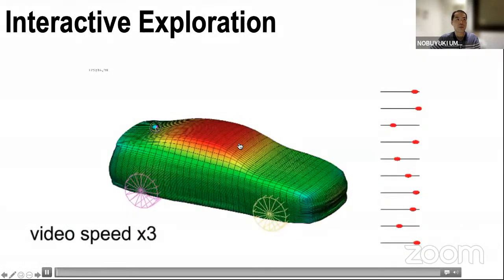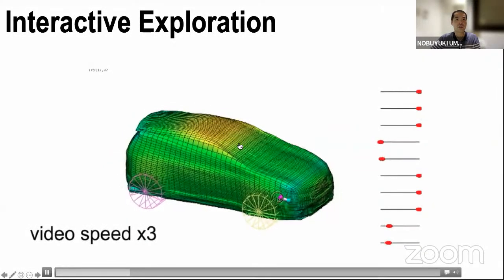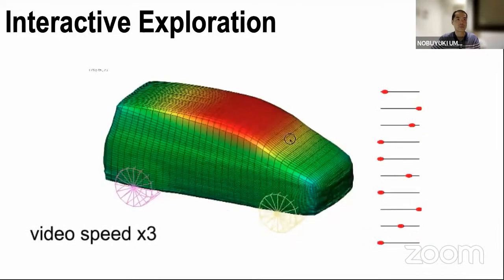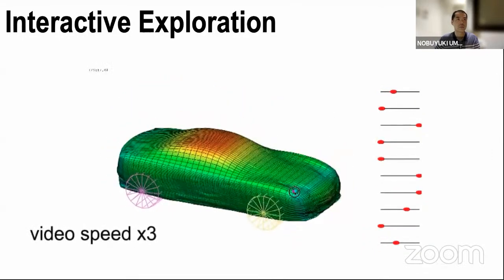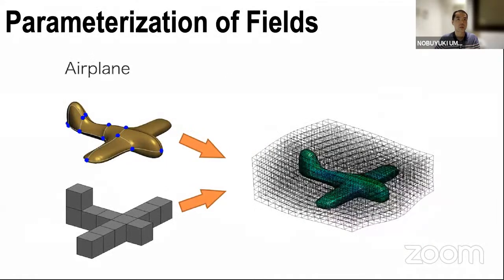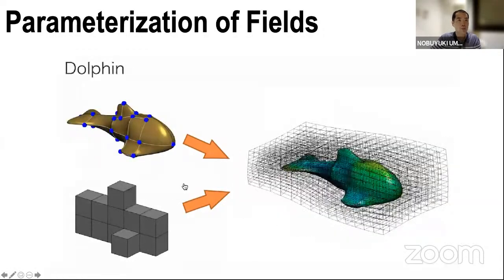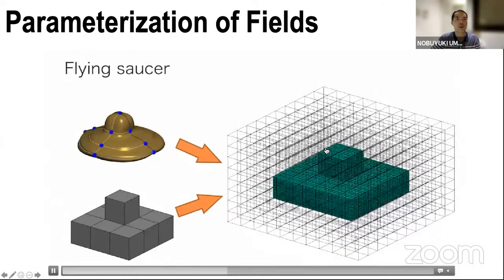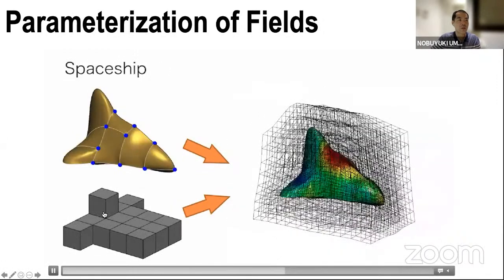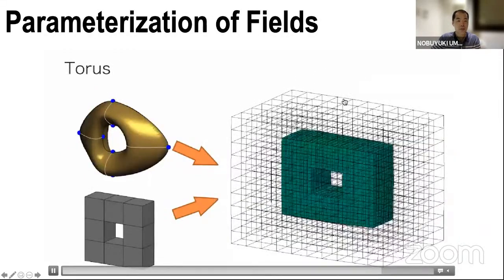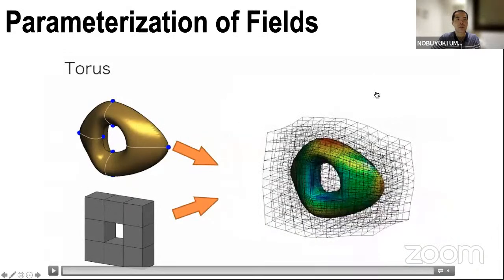And also we develop some interactive system to explore this 10-dimensional design parameter. Having the voxelized template mesh helps construct a parameterization of the field. While we deform this template mesh to fit into the surface, we can together deform the meshes around this template mesh. And then we can parameterize a field outside this object.